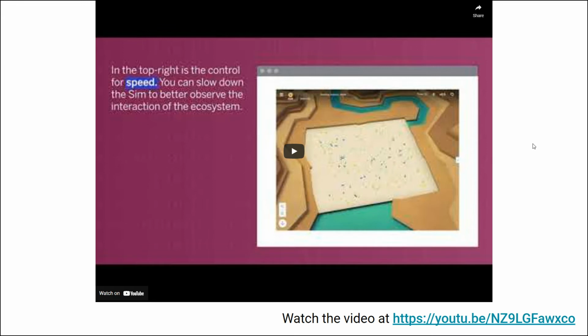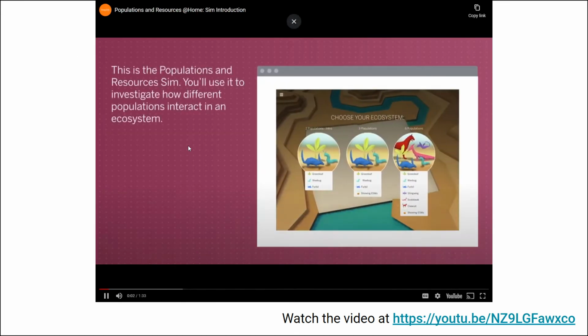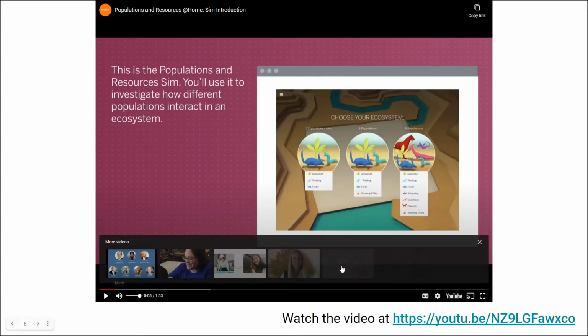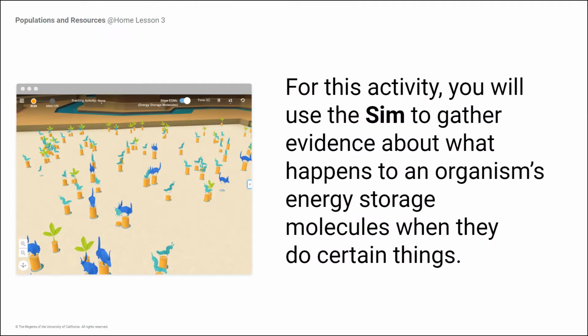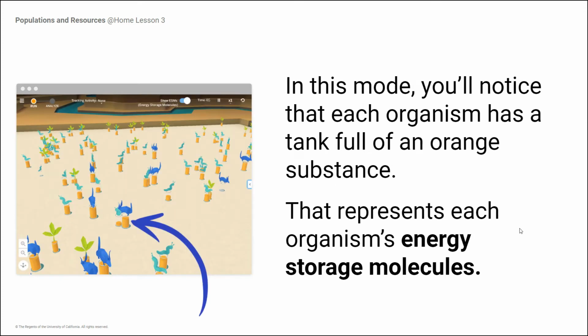Okay, so this is just a general overview of the sim. We'll get into a little bit more detail as we move forward. So for this next activity, you're going to use the sim to gather evidence about what happens to an organism's energy storage molecules when they do certain things. You're going to use the sim in the mode called Three Populations mode, and let's take a closer look at the features you're going to use.